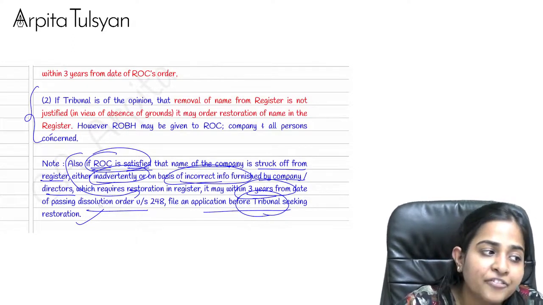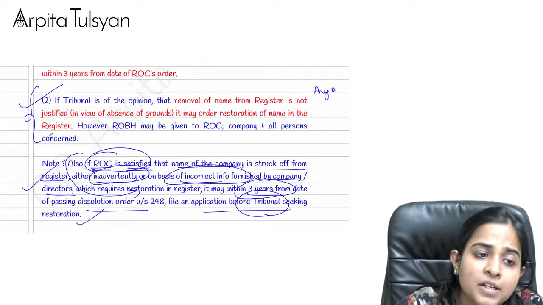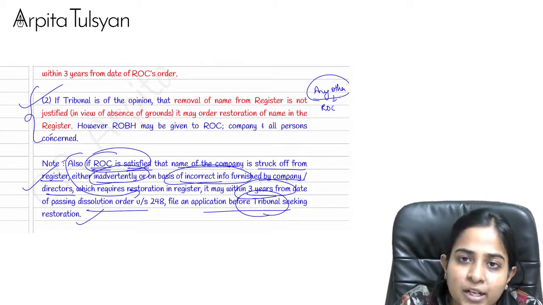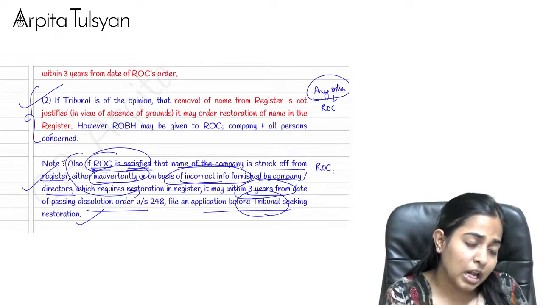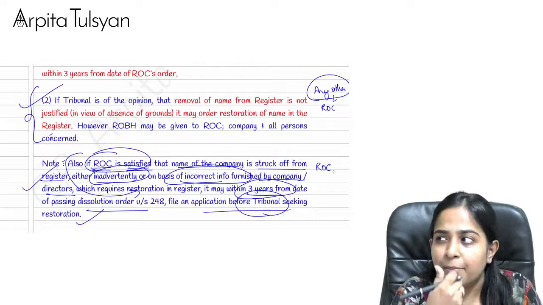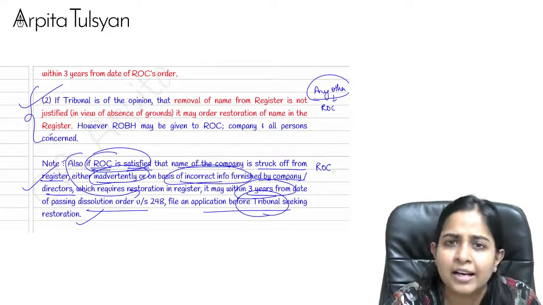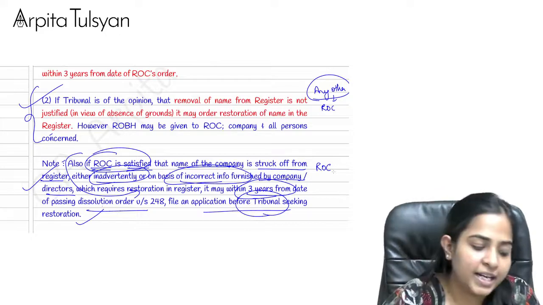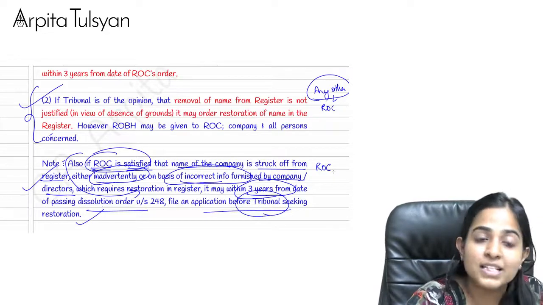Did you understand the difference between the above point and this point? In the above point, any other person was aggrieved by the ROC's order, so that person went and made an appeal to the tribunal that, sir, please restore it. Here, a self-realization has happened in case of ROC, that maybe ROC has struck off the name wrongly. Then ROC will make an application to the tribunal. ROC will not go and file an appeal. It was its own order. So ROC will simply go and make an application to the tribunal within 3 years that, sir, let's restore back the name. This was my mistake.